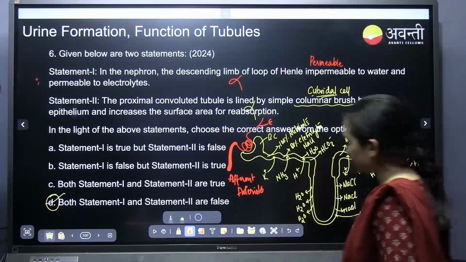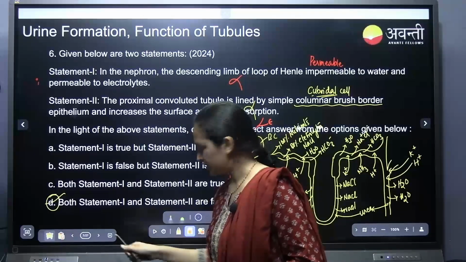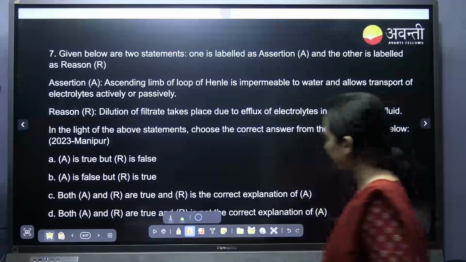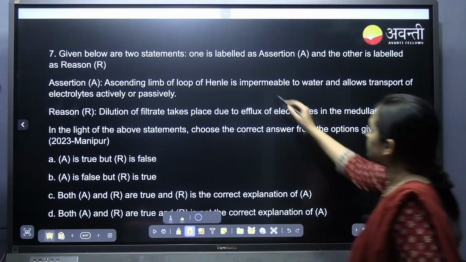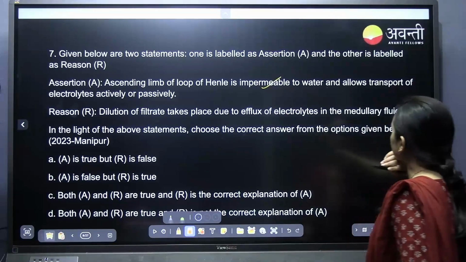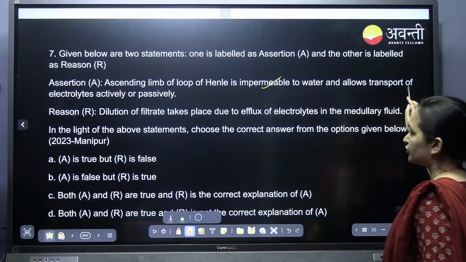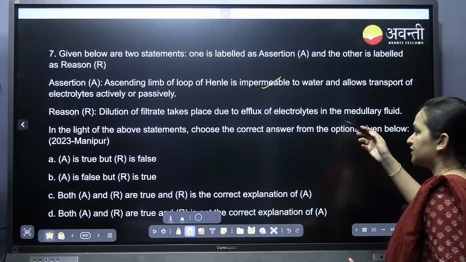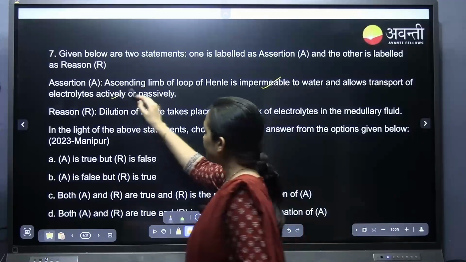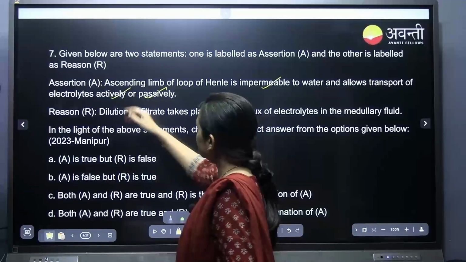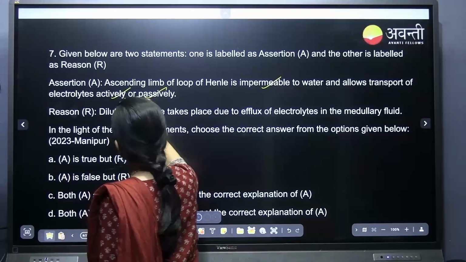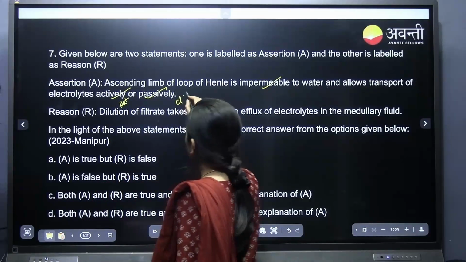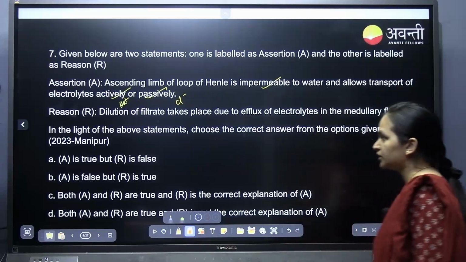So can we move to the next question? In the coming questions, we will be requiring that particular information. The ascending loop of Henle is impermeable to water. Yes, it is impermeable to water and permeable to salt, that is NaCl. Allows transport of electrolytes actively or passively? Yes, correct. Na plus ions will be actively transported and Cl minus will be passively transported.